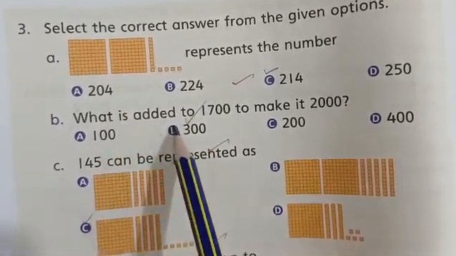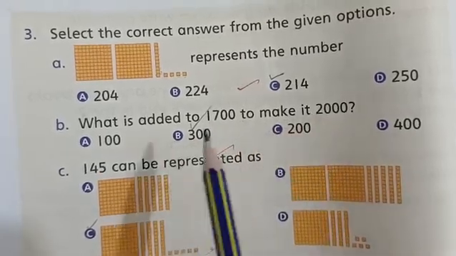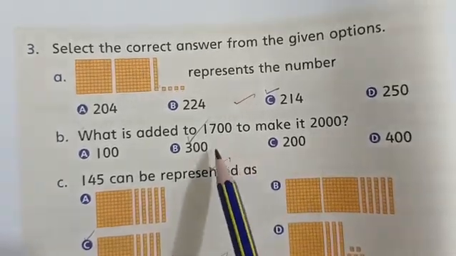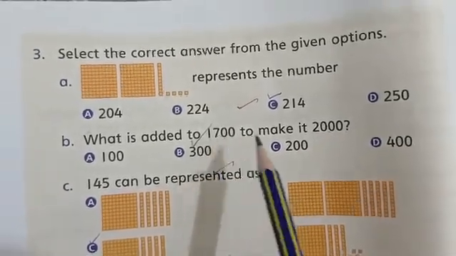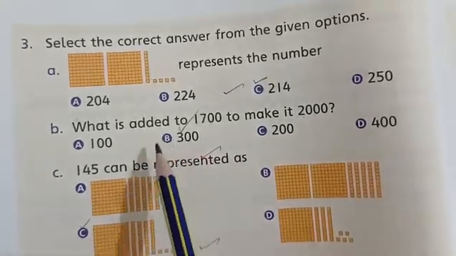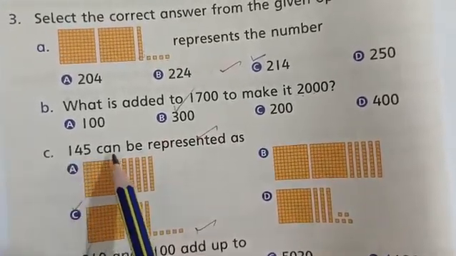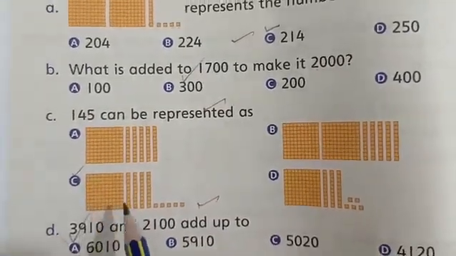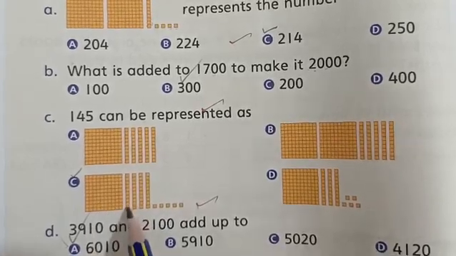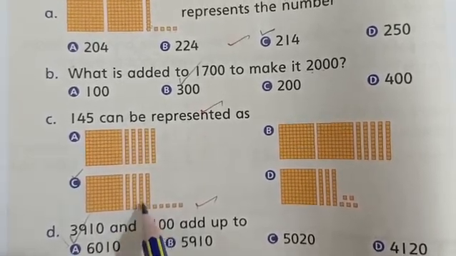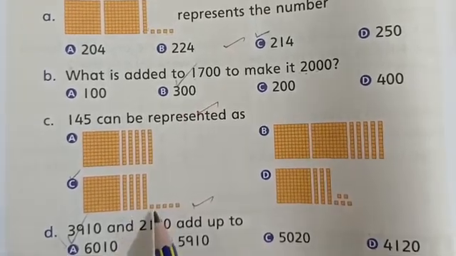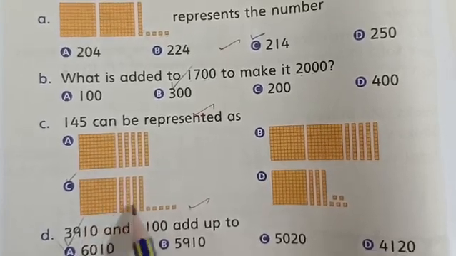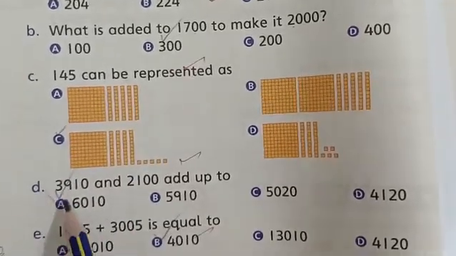214. What is added to 1700 to make it 2000? What will we add to 1700 so that it becomes 2000? So we will add 300 to 1700. It becomes 2000. So the correct option is B. 145 can be represented as, look at this. It is 100 once, and it is 4 tens, 40, and how many ones? 5 ones. So it becomes 145. So the correct option is C.